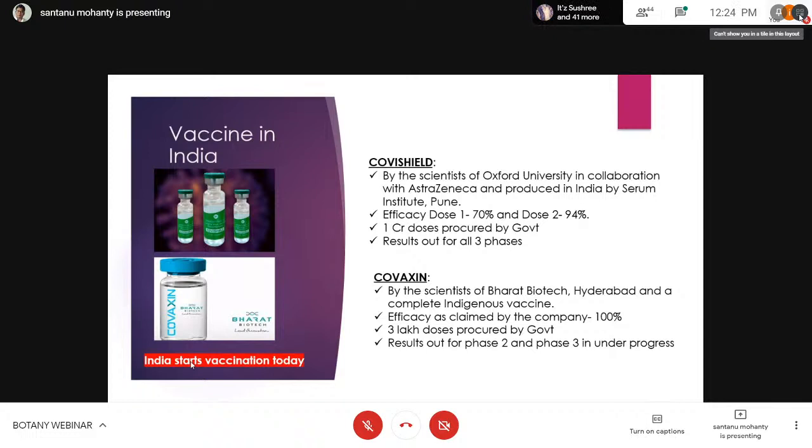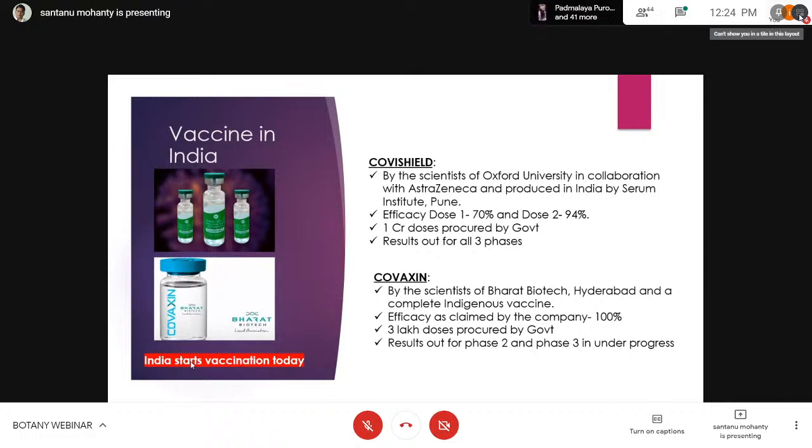The basic difference between Covishield and Covaxin is that Covishield is basically an AstraZeneca-driven vaccine, developed by scientists from Oxford University, and the production partner is Serum Institute Pune. Serum Institute Pune is the largest vaccine provider in India. So they tied up with Serum Institute to get the business from the Indian region, the Indian subcontinent.